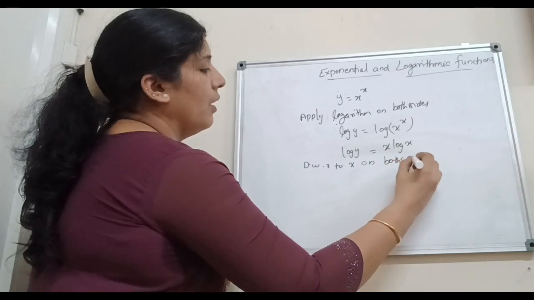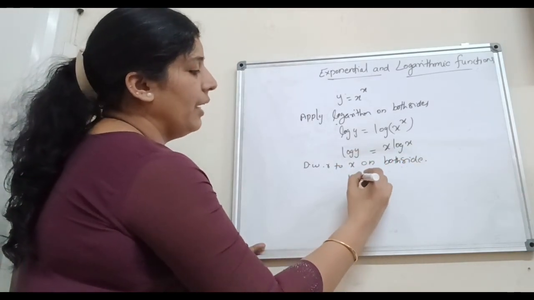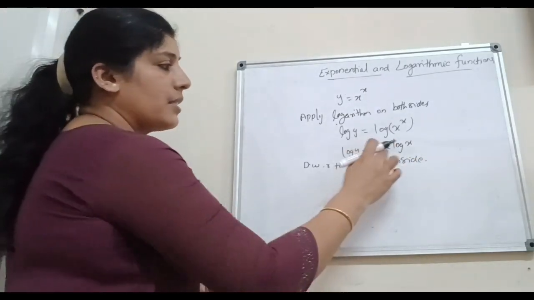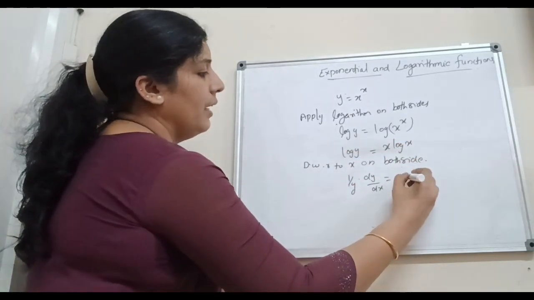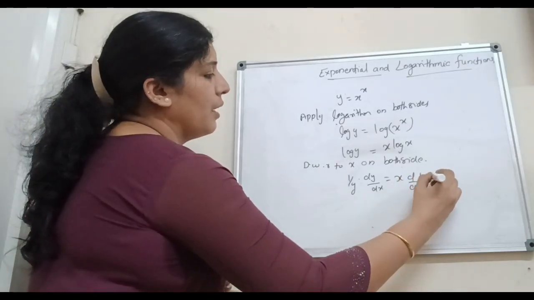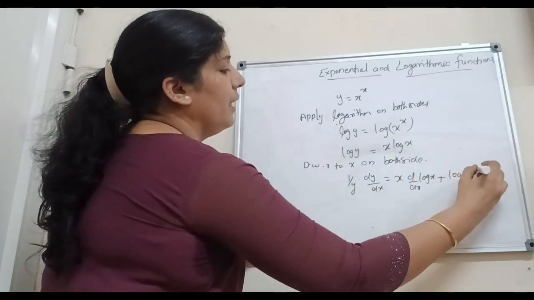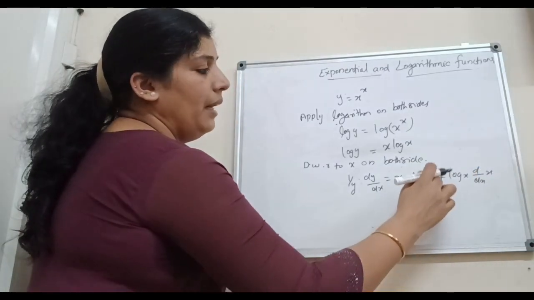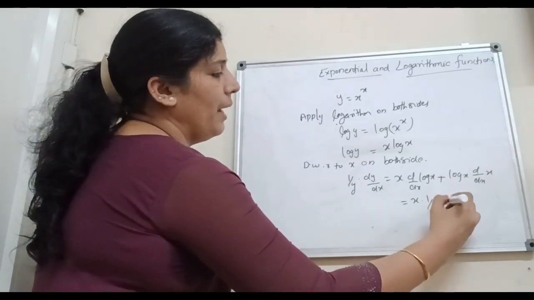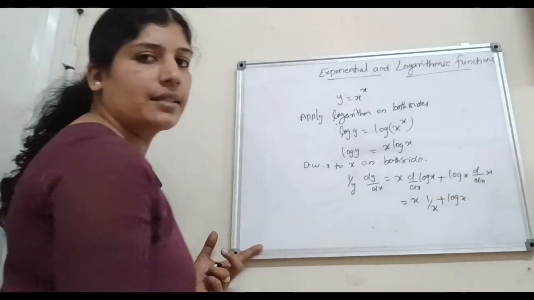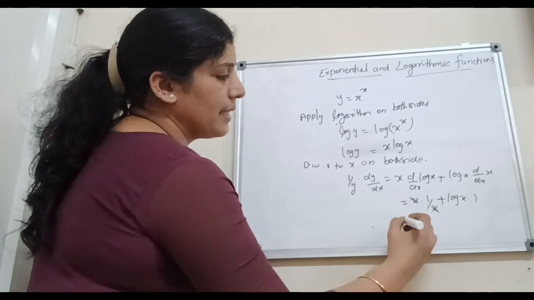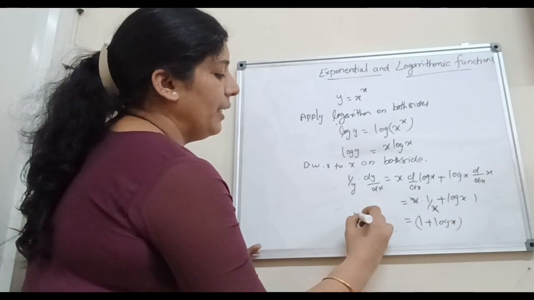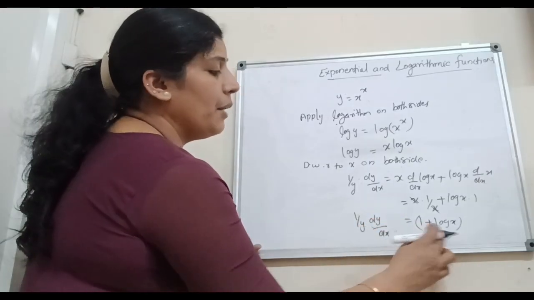Therefore, d by dx of log y, that is 1 by y into dy by dx equal to, now here we have to apply the product rule, that is x into log x. Therefore, first function is x into d by dx of log x plus log x into d by dx of x. It is equal to x into d by dx of log x, that is 1 by x, plus log x into d by dx of x, which is 1. Now here x cancelled, that is equal to 1 plus log x into 1, that is log x. That is 1 by y into dy by dx equal to 1 plus log x.